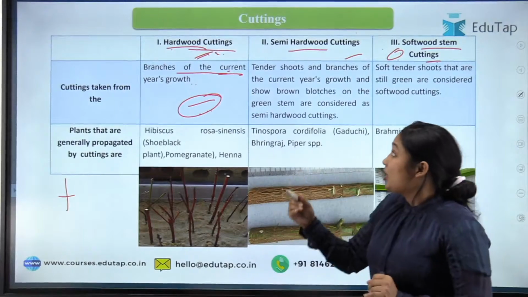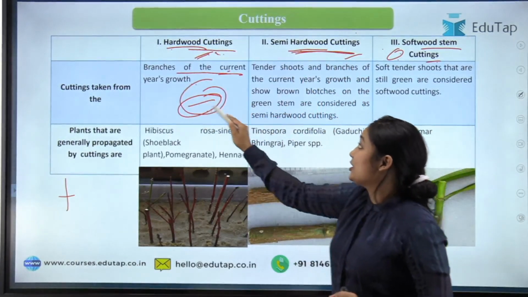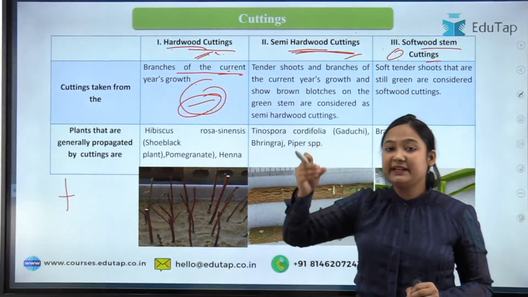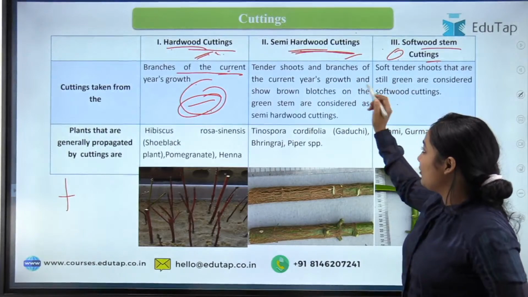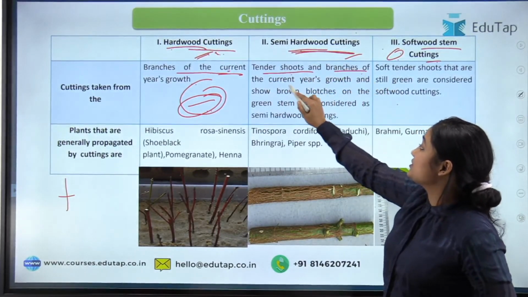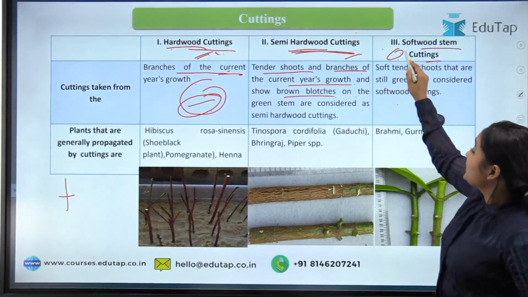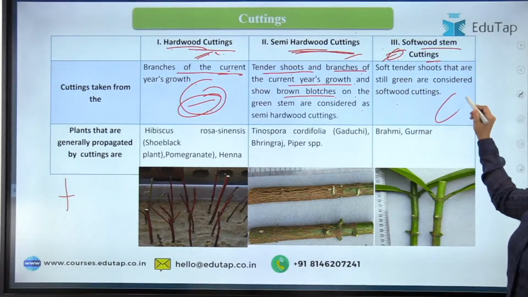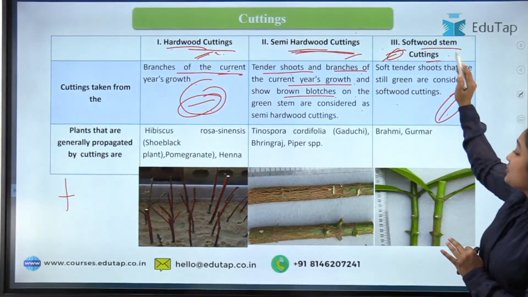Talking about semi-hardwood. Semi-hardwood means the full year has not been completed, but it is not like it has just started growing. Hello Hemant, it has not just now come up. So between tender shoots and the branches of the current year's growth, brown blotches will be there. Then talking about softwood, the very tender green wood that is still growing will be used in softwood cutting.